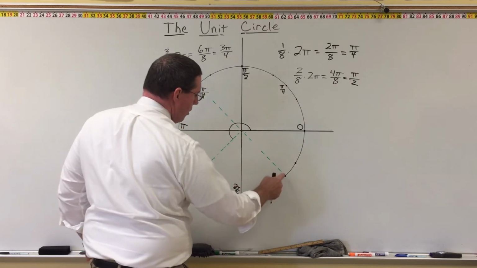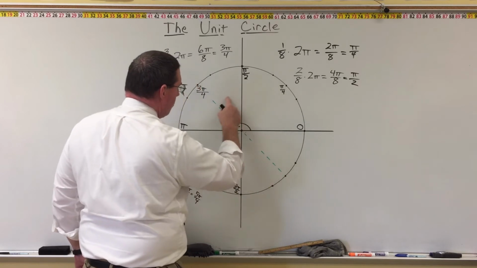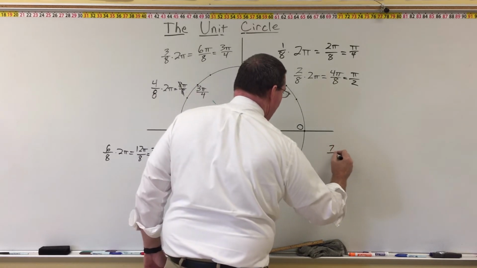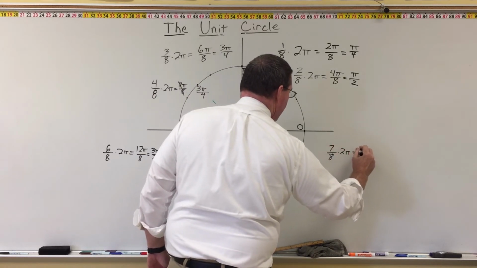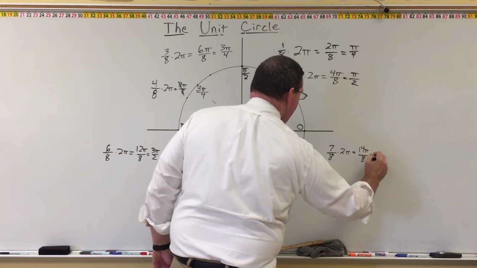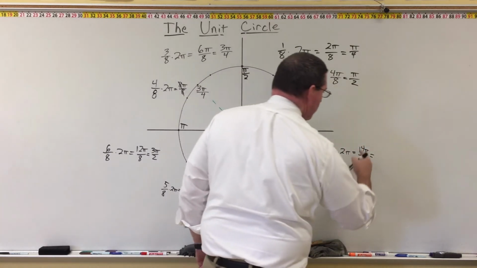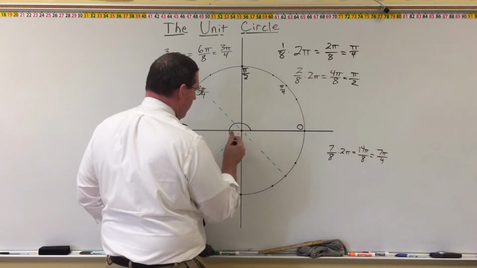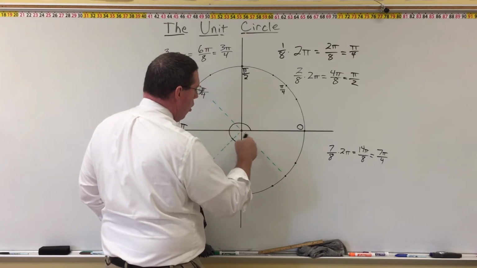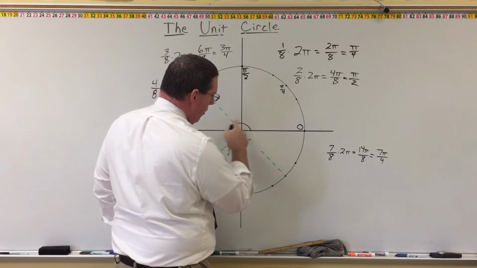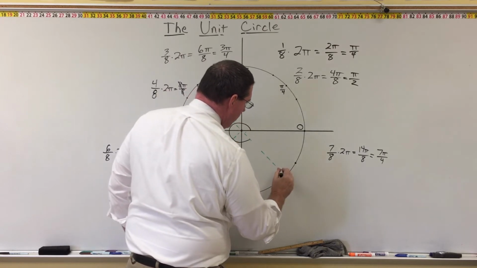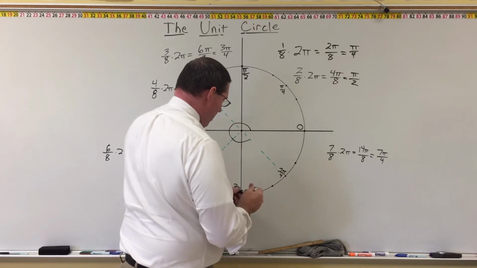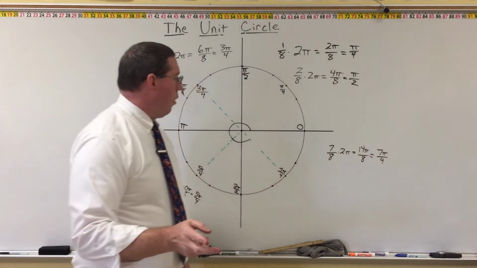Okay? And now, coming up to this angle right here, we've got 1, 2, 3, 4, 5, 6, 7 out of 8. Okay? So that's 7 out of 8 times 2 pi gives us 14 pi over 8. 14 and 8 are both divisible by 2, and therefore this becomes 7 pi over 4. And so this angle measure right here that goes all the way around to here, this really almost completes a circle angle measure. This is 7 pi over 4. Okay? All right.